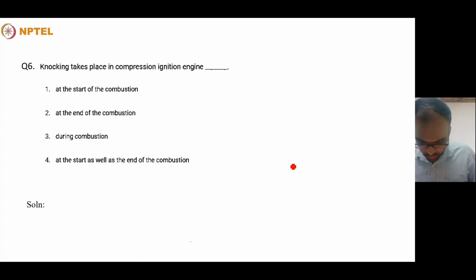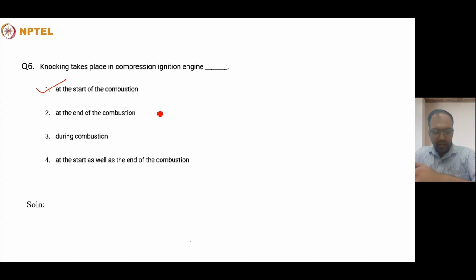So the knocking phenomenon takes place in a compression ignition engine at the start of combustion. The ignition delay period, or delay period, in a diesel engine is defined as the time interval between the injection of the fuel and the start of the combustion. The pressure reached during the second stage of combustion is dependent on the duration of the delay period.